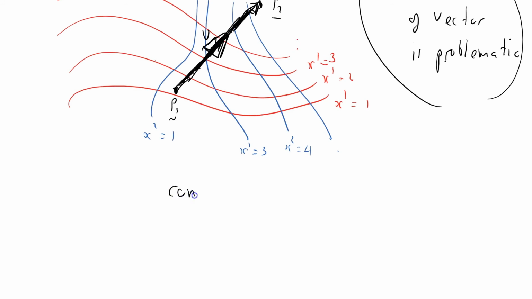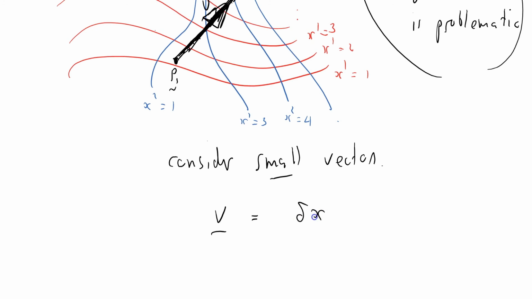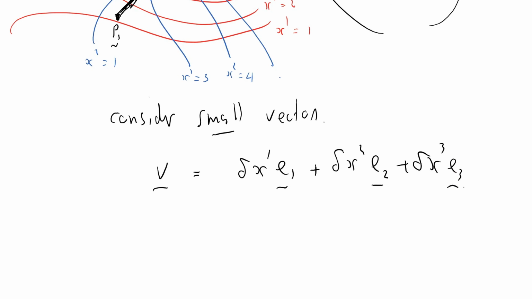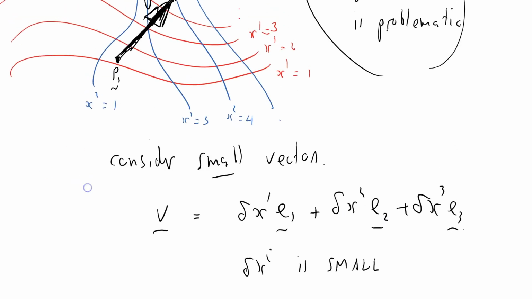So I'm just going to consider small vectors. I'm going to consider vector v equals delta x1 e1 plus delta x2 e2 plus delta x3 e3, just a 3-dimensional coordinate system, where delta xi is small enough to neglect terms of second order and above. Okay? I'm going to do that properly mathematically in the next screencast. So I'm going to stop there.